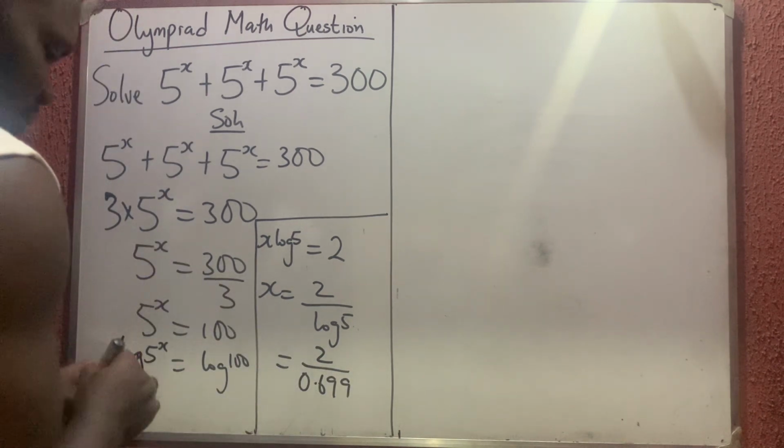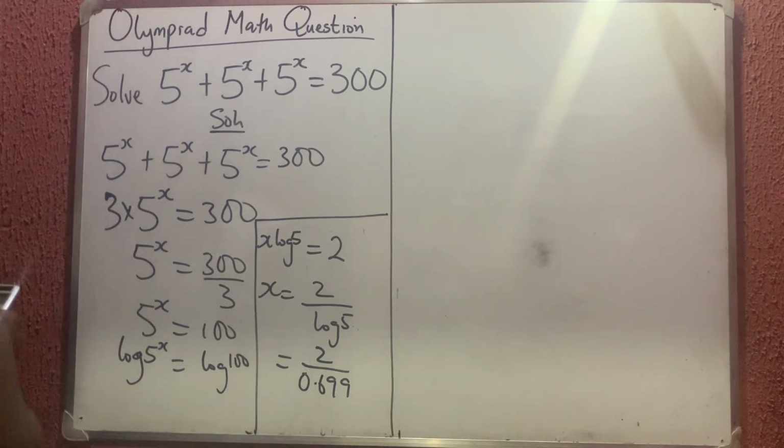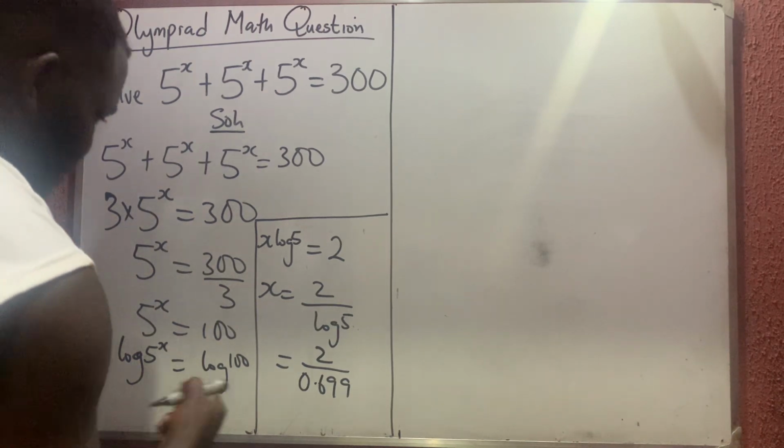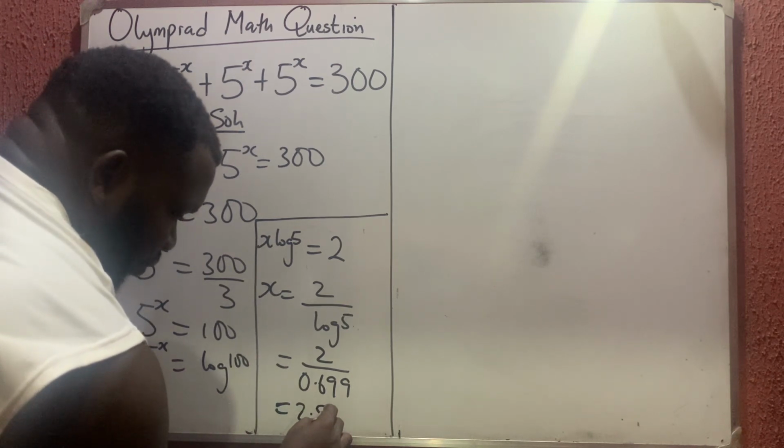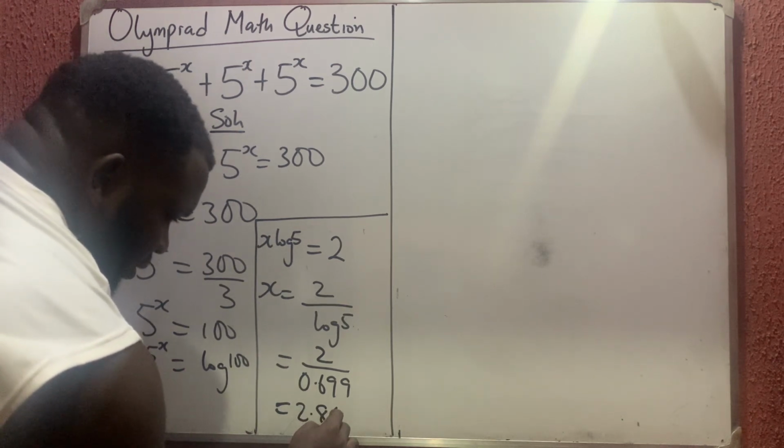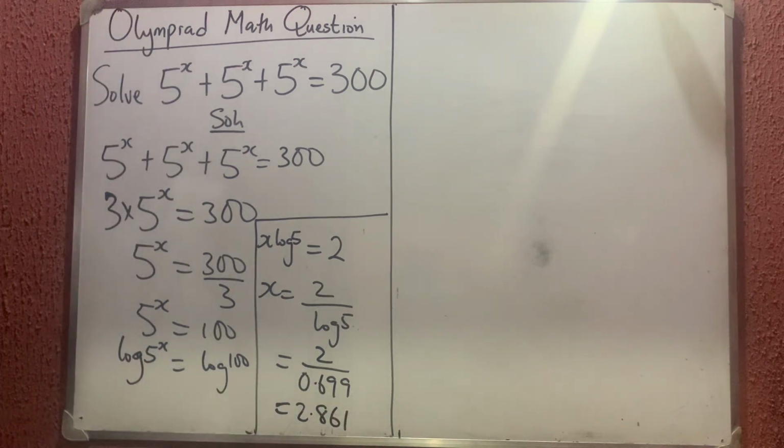Okay, so I'm going to have my final answer now. Log 5, yeah, 0.699. So 2 divided by that, my answer, I'm going to have 2.86. So my answer is now 2.861. So that is the final answer to this.